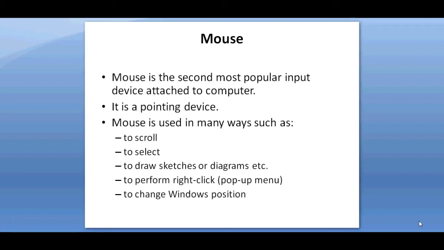Some advantages of the mouse. First, the mouse is easy to use and can be used to quickly place the cursor anywhere on the screen. Second, not very expensive. Third, it moves the cursor faster than the arrow keys of the keyboard.